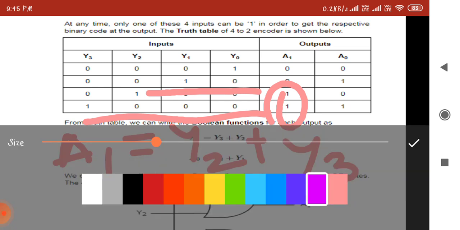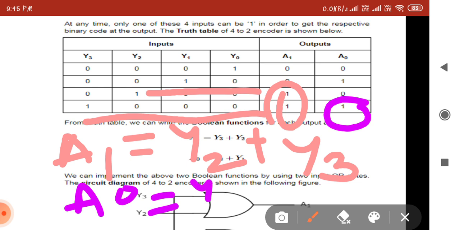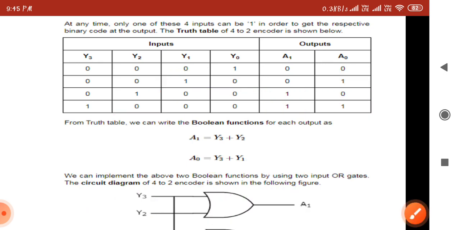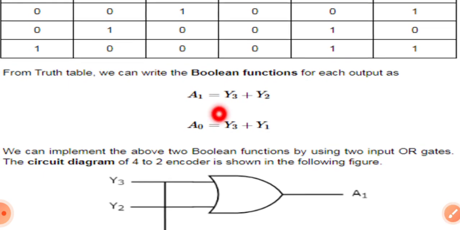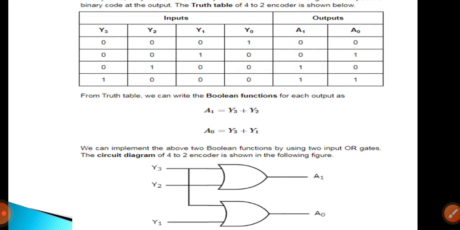Now, sorry, a0 equals to, which two are high? This one y3 plus which one? y1. This is the way to find out the values. We have to write that one. a1 equals y2 plus y3, a0 equals y3 plus y1. This is how it comes.